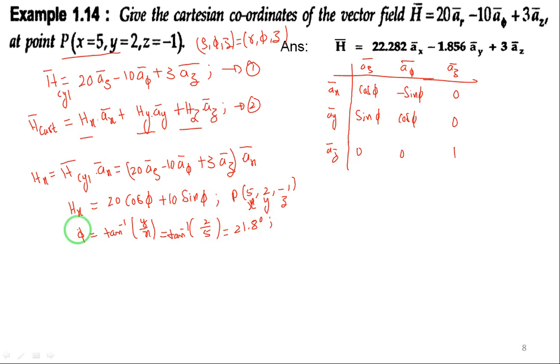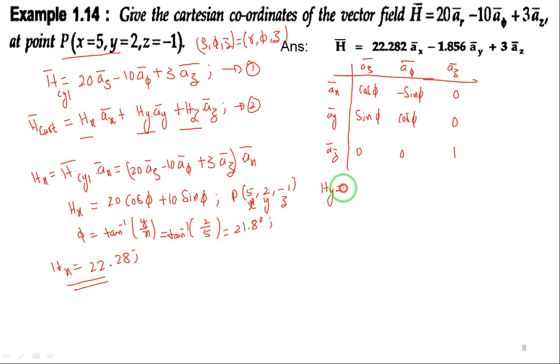So substitute this value of phi in hx: 20 cos phi plus 10 sin phi at 21.8 degrees. I am getting 22.28 for hx.